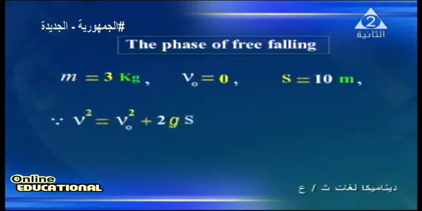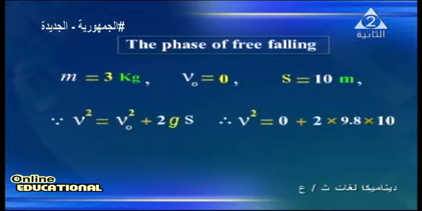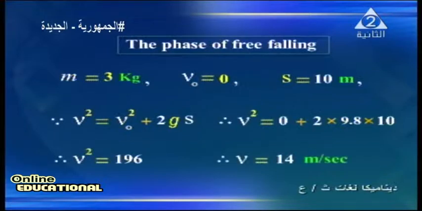Yes, V squared equals V naught squared plus 2GS. V squared equals 0 plus 2 times G, which equals 9.8 meter per second squared, times S, which equals 10 meter. Then V squared equals 196, and the velocity V equals square root of 196, which equals 14 meter per second. Then the body traveled 10 meters and its velocity at the end of the 10 meters equals 14 meter per second.